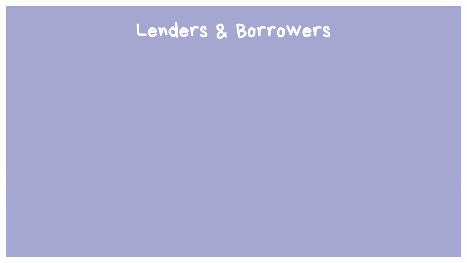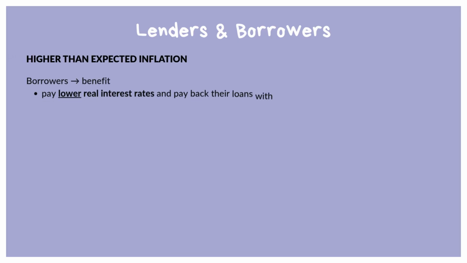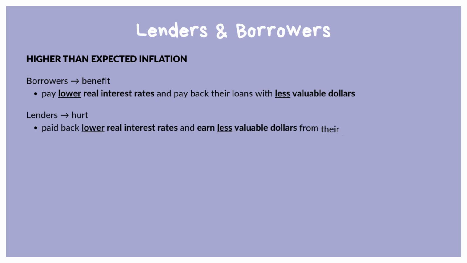One implication of the Fisher formula is that unexpected rates of inflation will either benefit or hurt borrowers and lenders. Higher than expected rates of inflation will benefit borrowers because borrowers will pay lower real interest rates and pay back their loans with less valuable dollars. On the other hand, lenders or banks will be hurt by higher than expected inflation, as they will be paid back lower real interest rates and earn less valuable dollars from their loans.